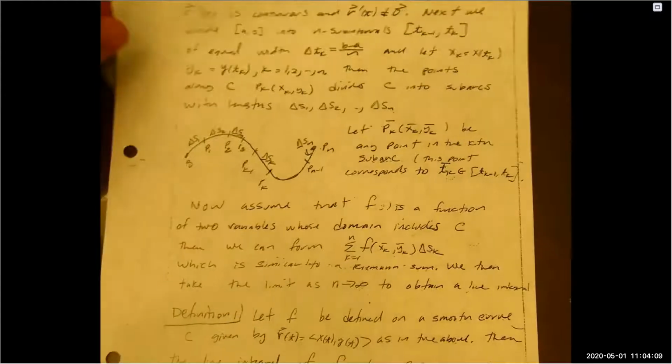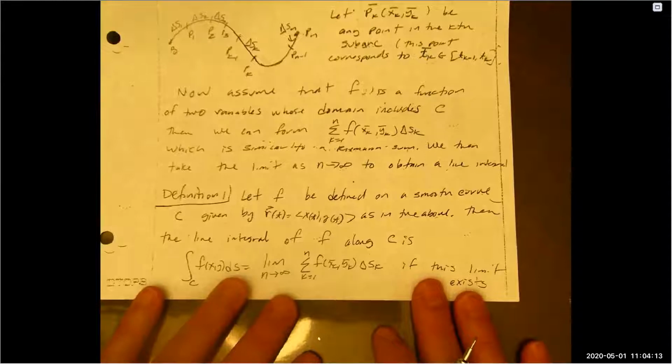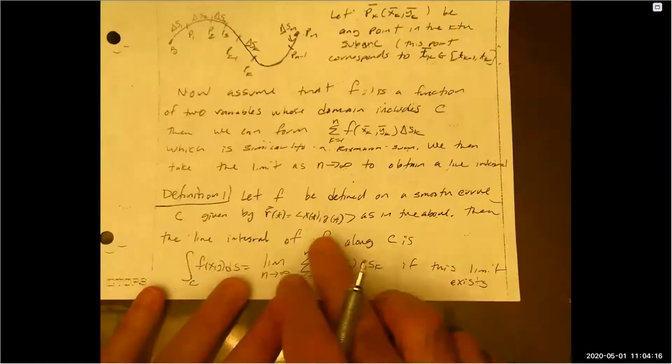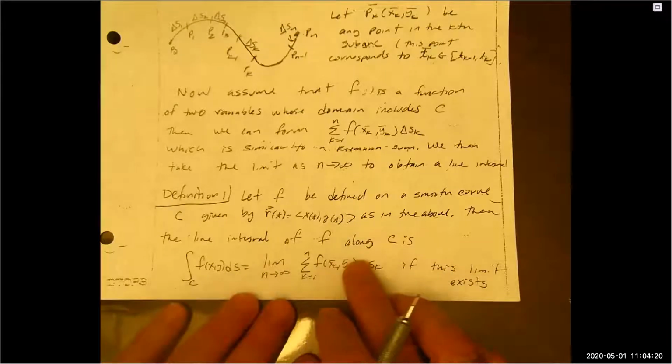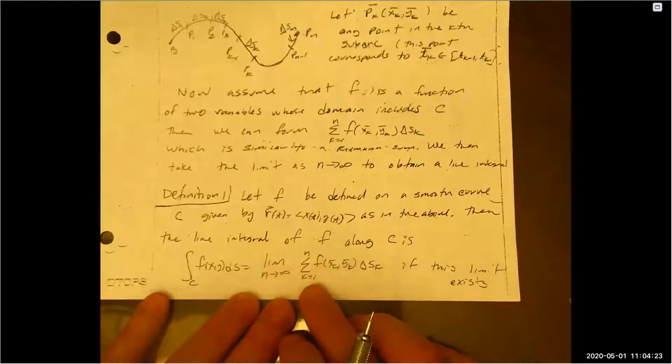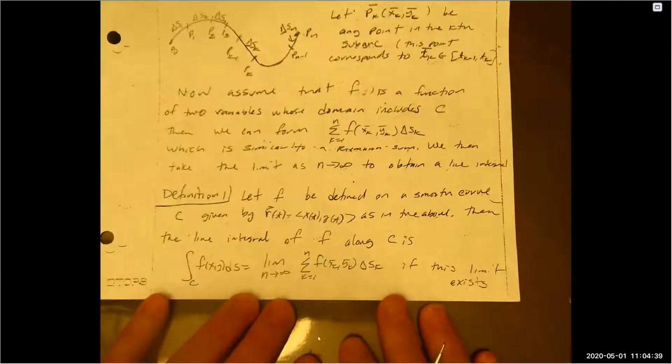All right, and so here we have this. So this is definition 1. So we're going to let f be defined on a smooth curve C given by this vector valued function as in the above. And the line integral of f along C is given by the limit as n goes to infinity of this sum, if the limit exists. Now, as usual, we don't want to calculate an integral using a limit of a Riemann sum. We want to have a nice formula for doing that. And so let's talk about what that formula would be.